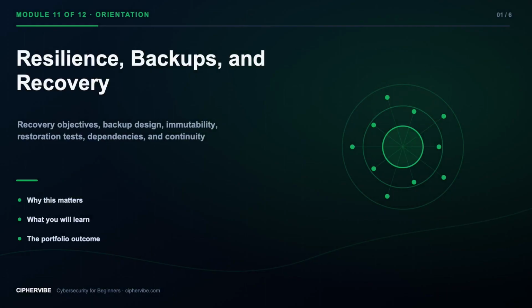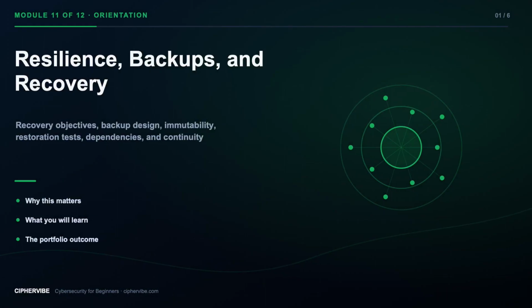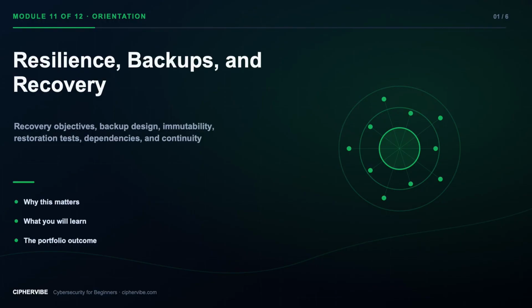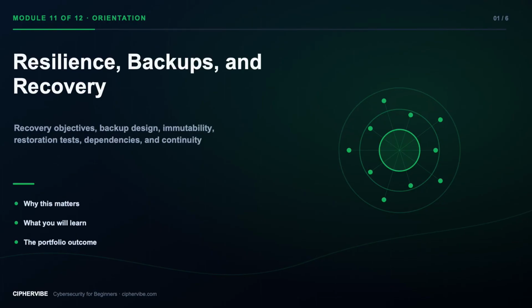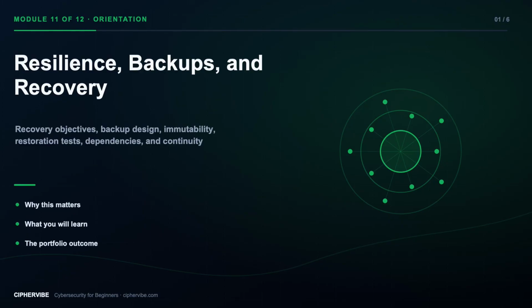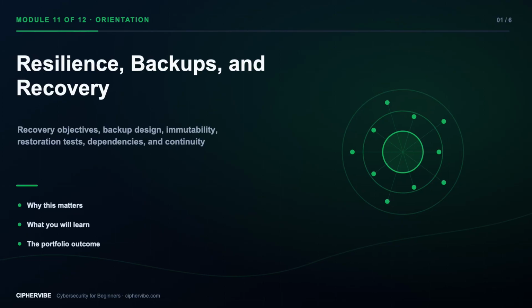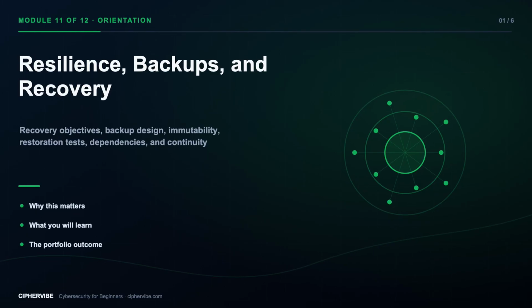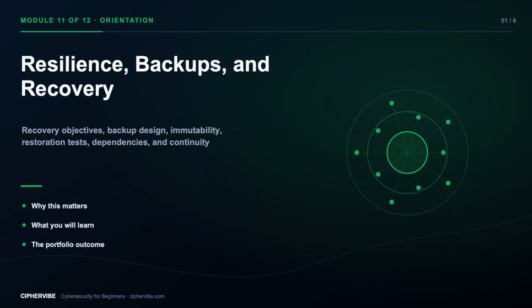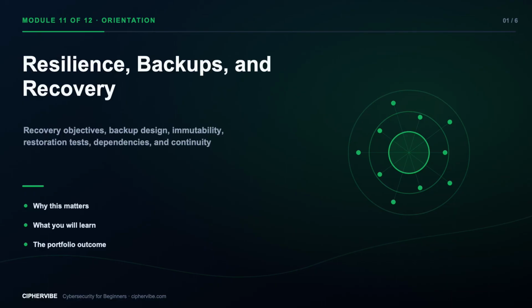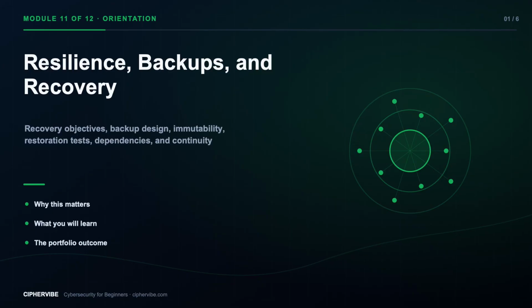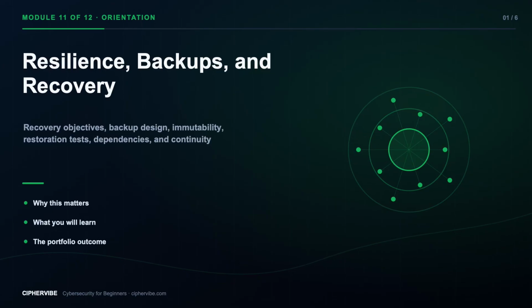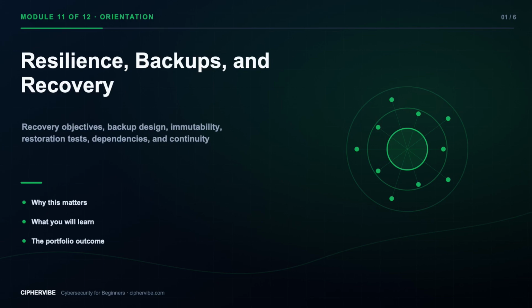Welcome to Module 11 of 12 of the CipherVibe Cybersecurity for Beginners course. Today we will make resilience, backups, and recovery understandable, practical, and connected to the rest of your learning path. A backup is useful only when the organization can restore the right data and service within an acceptable time. Resilience combines architecture, operating procedures, communications, suppliers, practiced recovery, and trustworthy evidence.